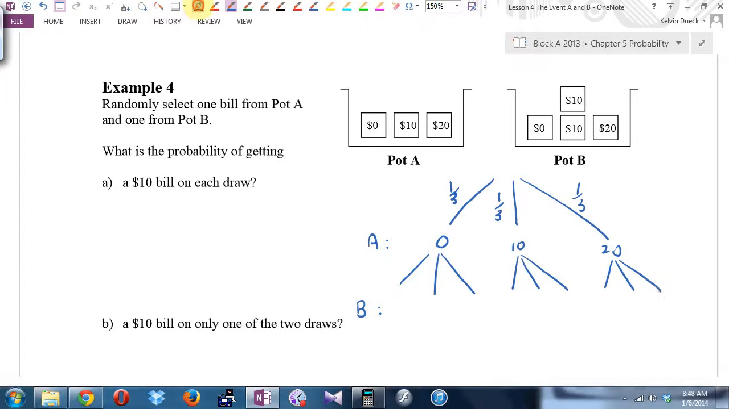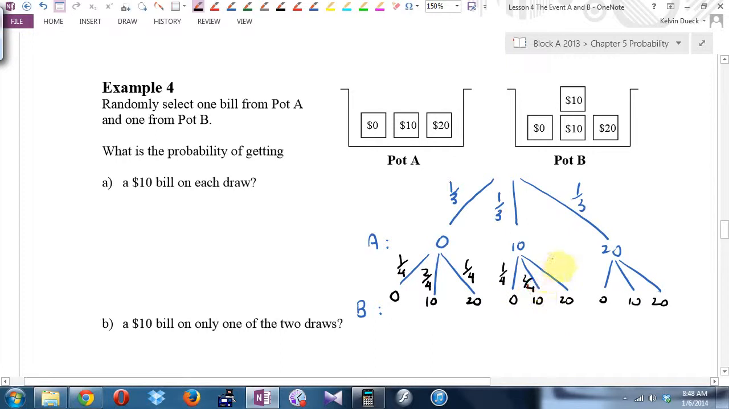And what I mean by that is, okay, looking at pot B, what's the probability of getting a 0? How many zeros are in the pot? 1 out of? Okay. And that's a 0. You can get a 10. You can get a 20. What's the probability of getting a 10? 2 out of 4. And 1 out of 4. Double check, do those all add to 1? Yep, I didn't miss anything. You can get a 0, a 10, or a 20, under each branch. And again, it's 1 out of 4, 2 out of 4, 1 out of 4, each time.